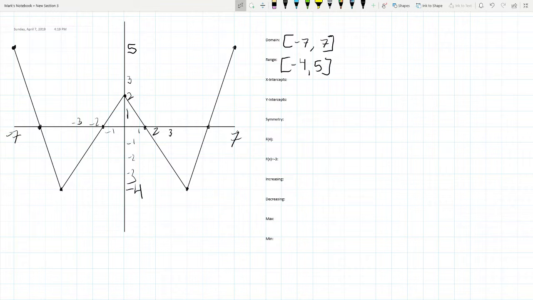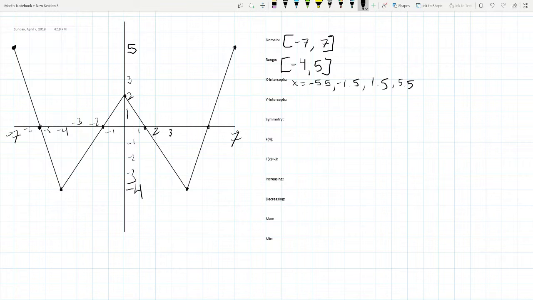Now they don't cross at integer values, but that's okay. We'll just go ahead and give our best approximation. So this one looks like the x value is about, let's see, -6, -5, -4. Okay, so about -5.5. And then this one looks like it's about -1.5. For this guy here, 1.5, and then 3, 4, 5.5. Okay, so those would be all of our x-intercepts.